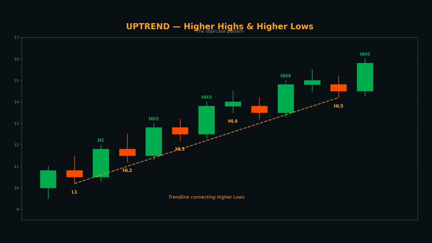Let's start with uptrends because they're the easiest to understand and the most fun to trade. An uptrend is defined by two things: higher highs and higher lows. That's it. That's the whole definition. Price makes a high, pulls back, makes a higher low, and then pushes up to make a new higher high. Then it pulls back again, makes another higher low, and pushes higher again.